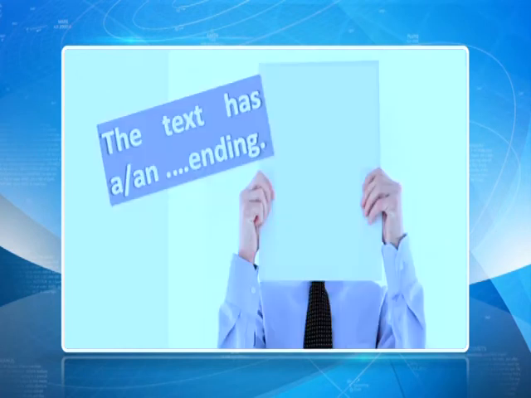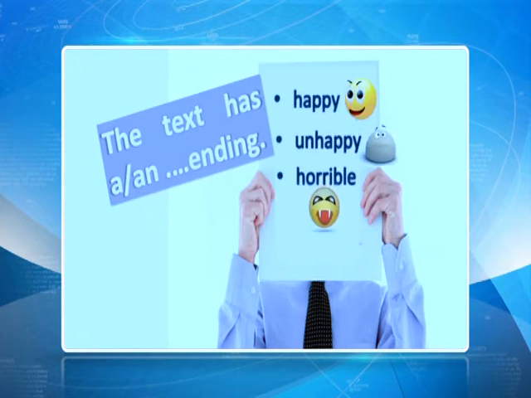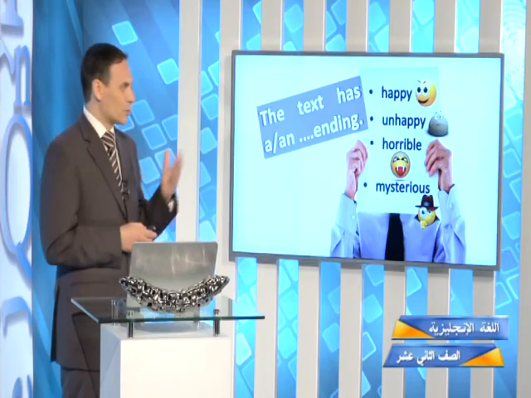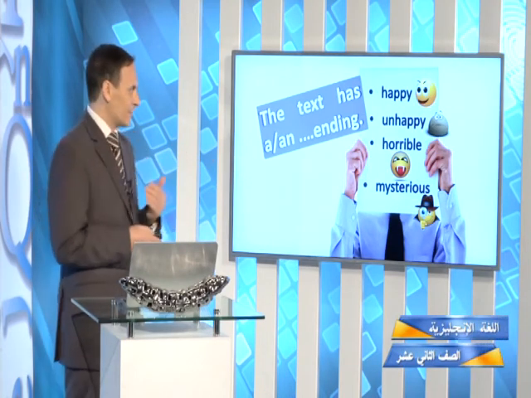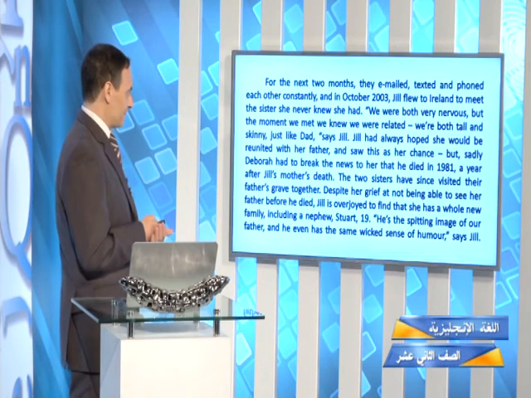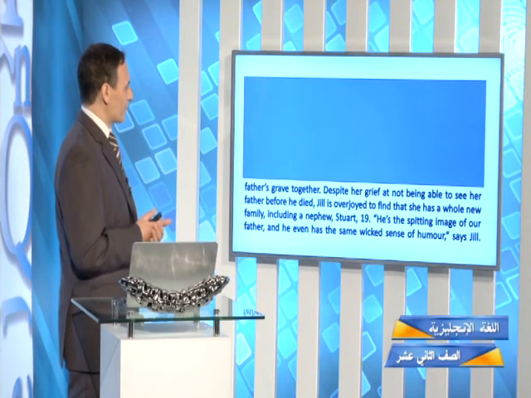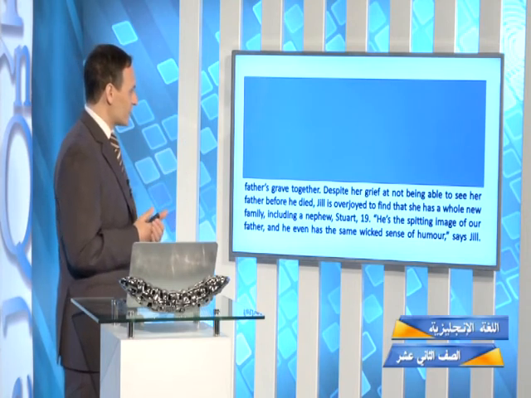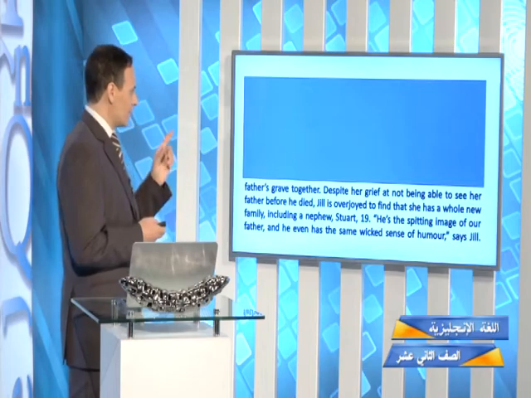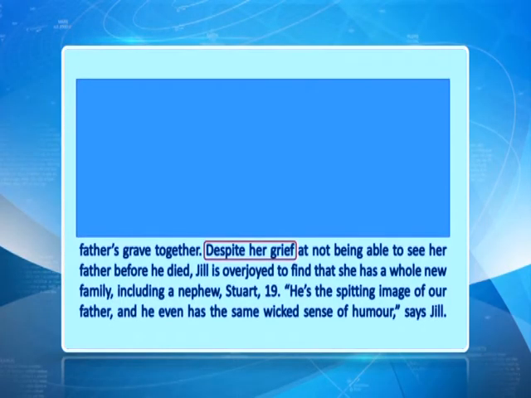Okay? Now, the next question reads, the text has a happy ending, an unhappy ending, a horrible ending, or a mysterious ending. Let's go to the last paragraph, because we're talking about the end of the story, so we'll find it in paragraph 5. So we blank out the beginning of the paragraph and we focus our attention on the last but one sentence. It reads, "despite her grief." Now, for a while, when you read the word grief, you might think that it is an unhappy and sad story. But hold your horses. Let's continue reading.